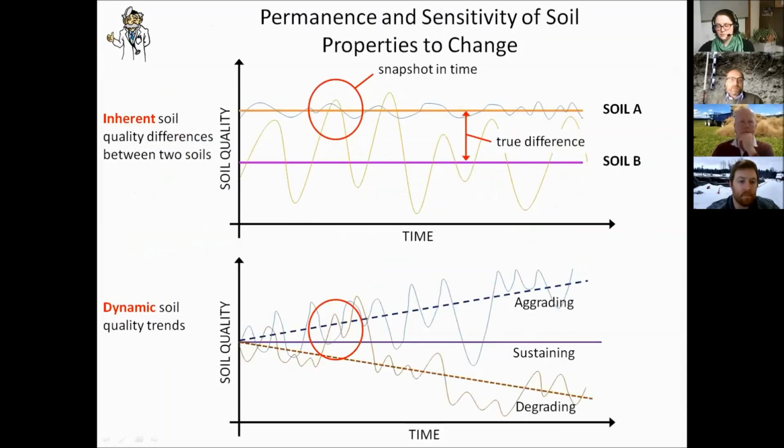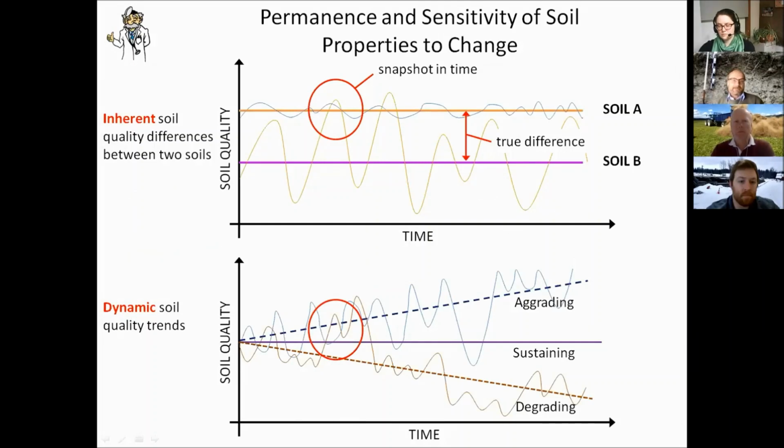So the biggest weakness is the temporal and spatial variability of soil properties. If you don't know exactly the time you measure, you may come to totally different results. You see that on the top: if you compare two different soils, you may have the impression they're the same. And on the other side, if you don't measure long enough, you might not get the trend.